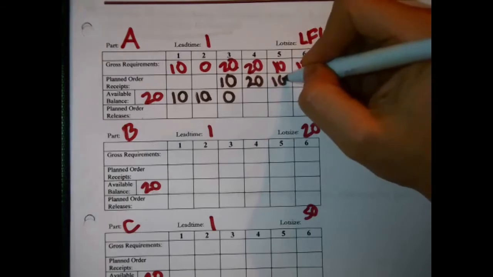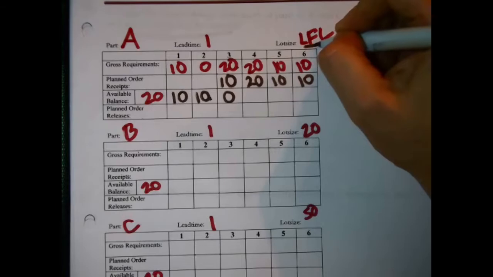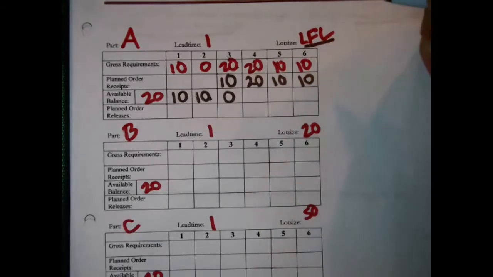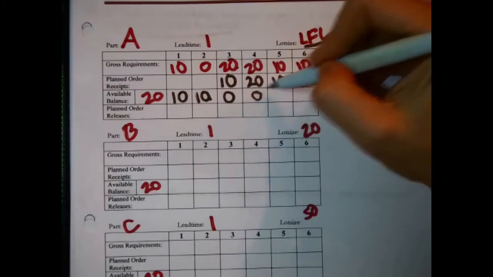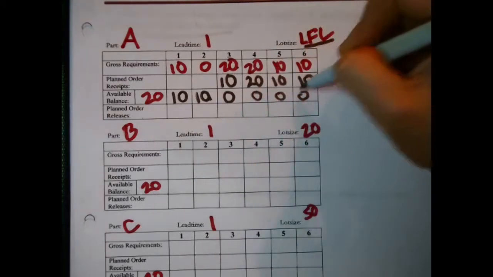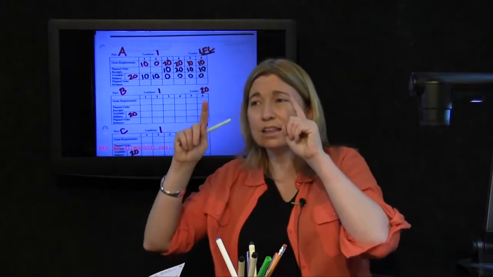And a little shortcut. If an item's lot sizing policy is lot for lot and you have used up anything that's in inventory, then at that point you can just copy the gross requirements line down to the planned order release line, because anything that you need, that's exactly what you can have. That's what lot for lot means.